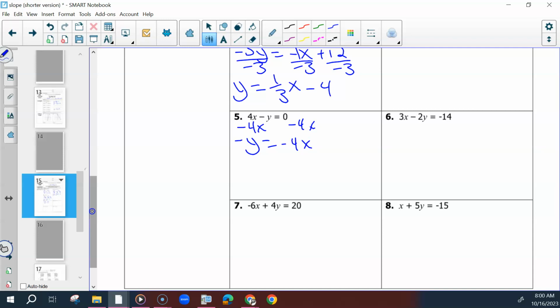And then divide by negative 1, because it's negative 1. Divide by negative 1, yes, the number in front, not the variable. So you can leave it just like this, y equals 4x, or if you put the 0, it would still be plus 0. So that's why it doesn't matter if you put the 0 or not.